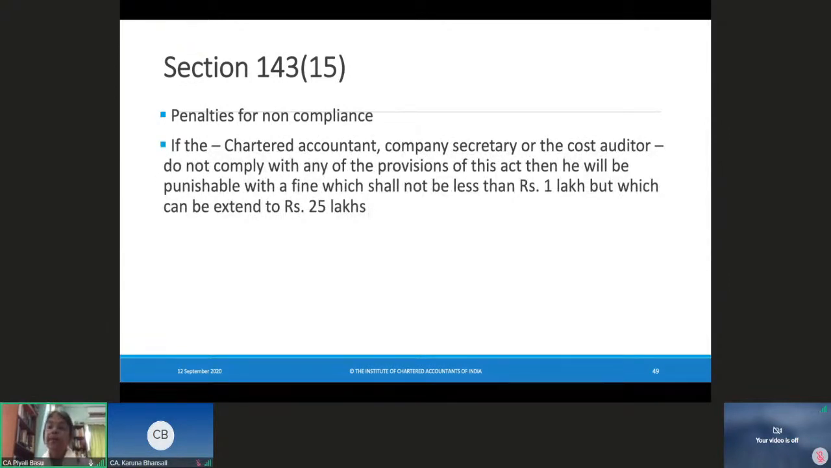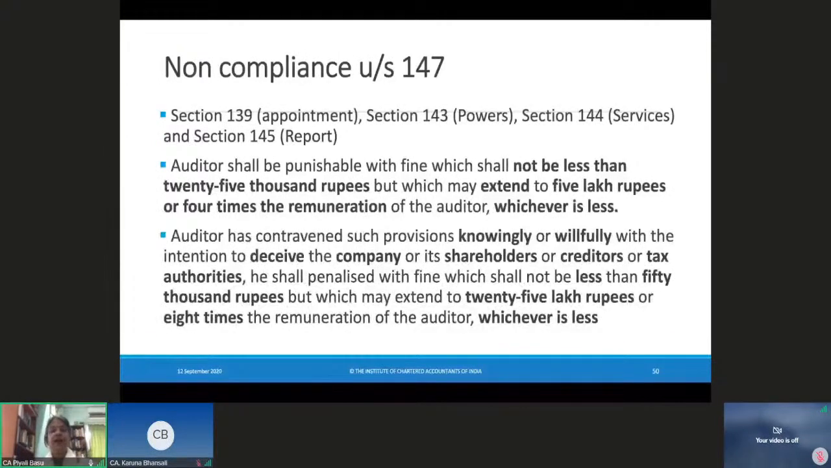Okay, there are some more non-compliances relating to other sections of the Act, like 139 appointment, 143 which we just discussed, 144 which talks about various services which we can do, and the reporting under section 145.